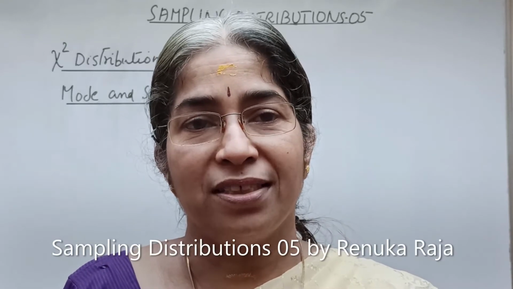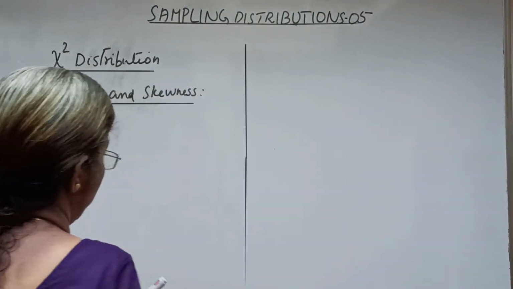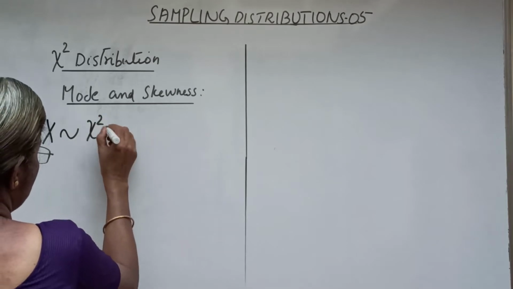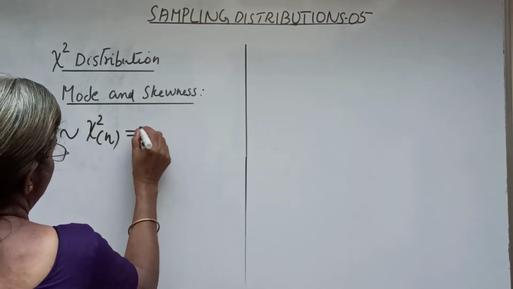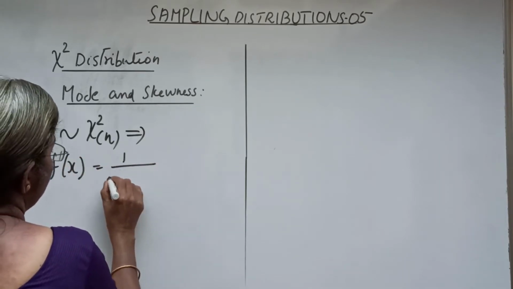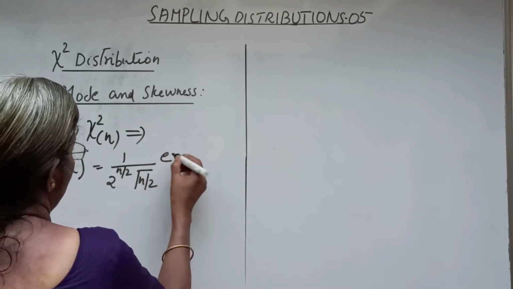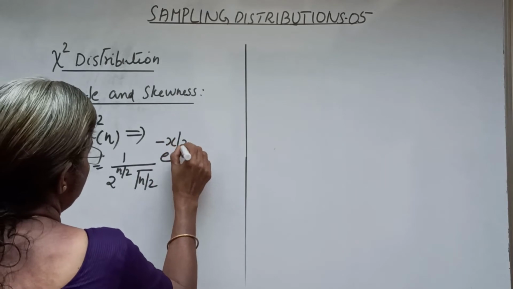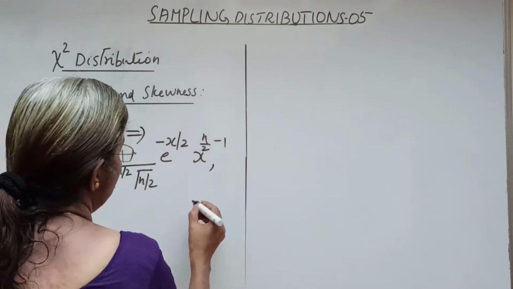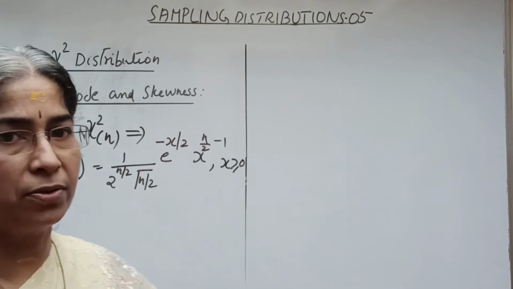Let me continue chi-square distribution. We have the PDF of chi-square distribution with n degrees of freedom, that is, x follows chi-square n implies f of x equal to 1 by 2 raised to n by 2 gamma n by 2 e raised to minus x by 2 x raised to n by 2 minus 1, and the limit of x is from 0 to infinity, that is x greater than or equal to 0.